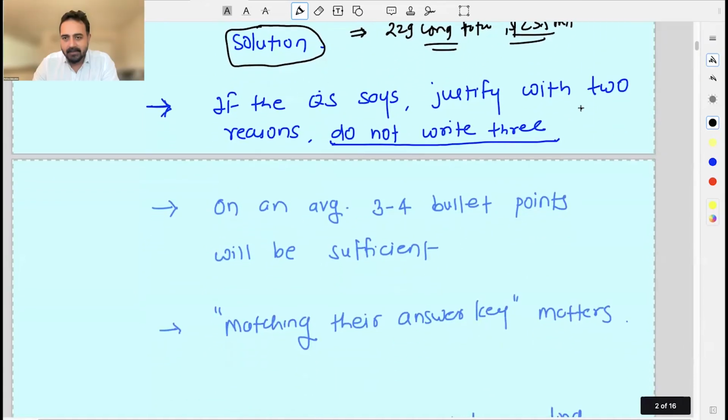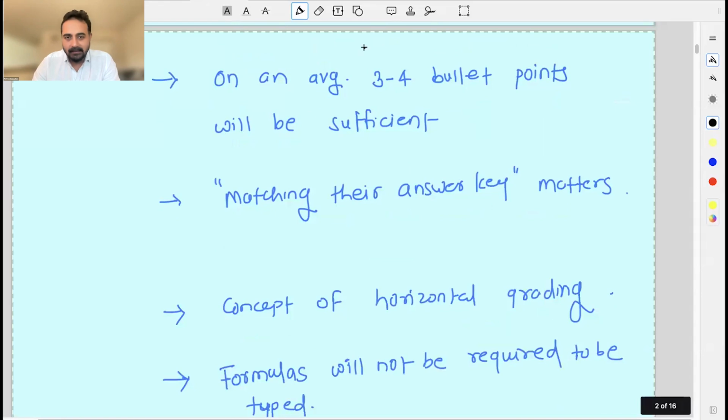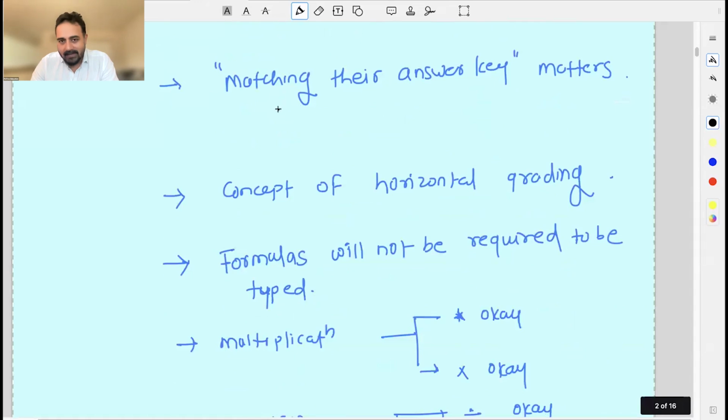Then, if the question says justify with 2 reasons, do not write 3, do not write 4, because again, CFA Institute officially says, if we've asked you for 2, and if you write 3, we don't read the third one, right? So whichever are your 2 best reasons, 2 best points, just write them. Please make sure you do not write the third one. Then on average, 3 to 4 bullet points or sentences for every answer should be sufficient. You do not need to write lengthy paragraphs. All right, this is interesting.